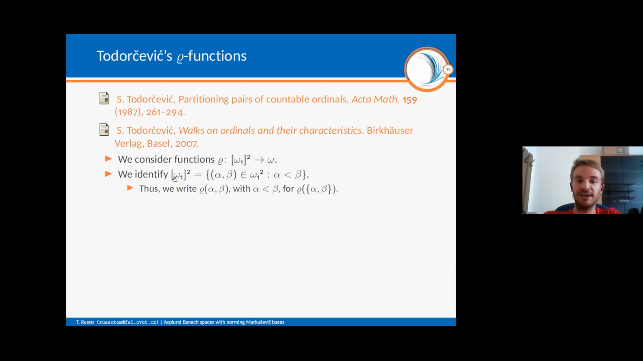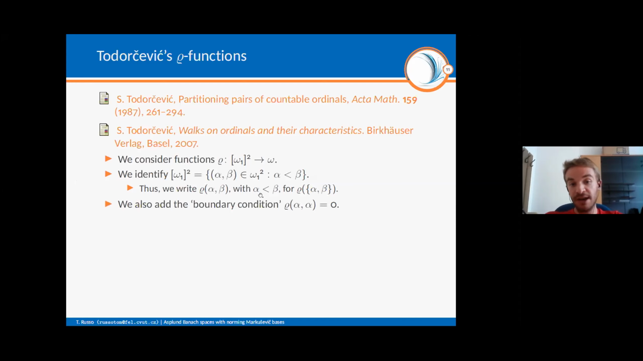So I can identify omega 1 square with a pair of ordered ordinals where the first is smaller than the second. This is just convenient because now I can write rho of alpha beta without having to put the brackets in between. And when I write so, I always mean that alpha is smaller than beta. This is entirely customary notation in this context. So the notation is really taken identically from Stevo's book.